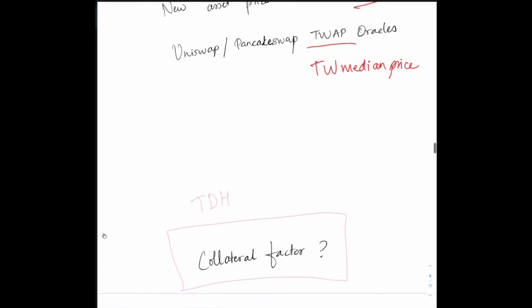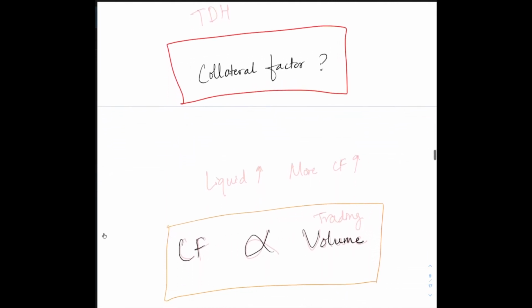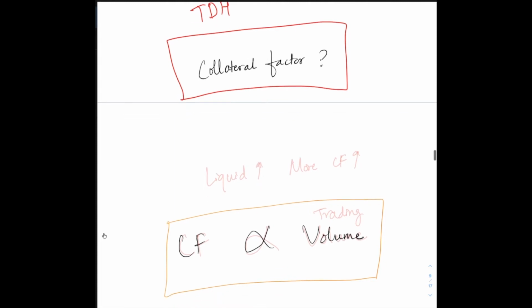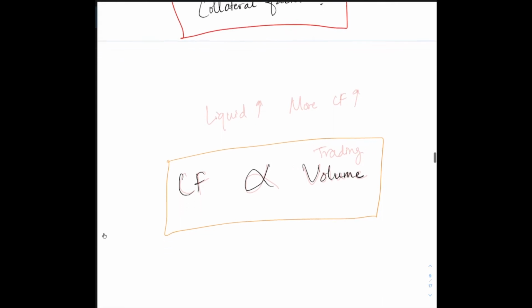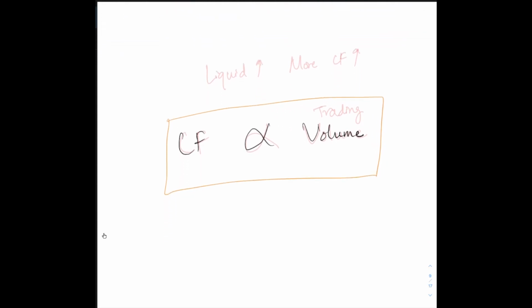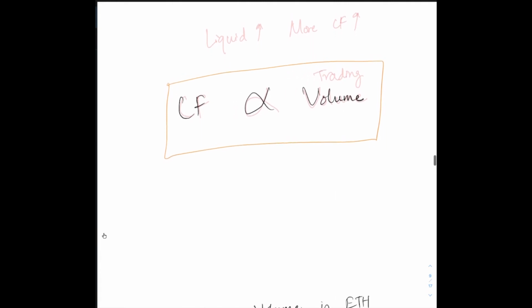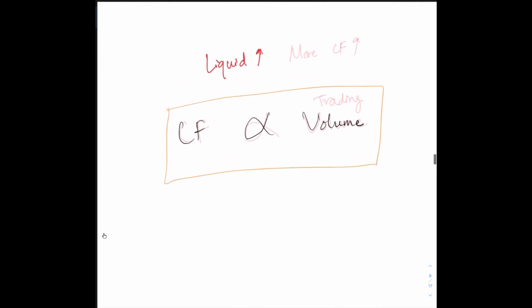Now, the real question becomes: what is the collateral factor for this? For example, if we have the Tom, Dick and Harry token, which is a newly launched token and has enough volume, how do we determine the collateral factor for the new Tom, Dick and Harry token? That is solved by noting the fact that the more liquid your asset, the higher your collateral factor should be.